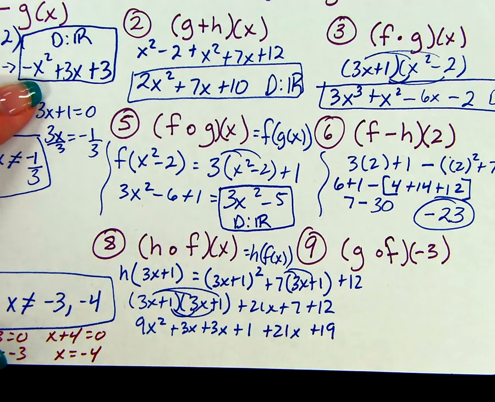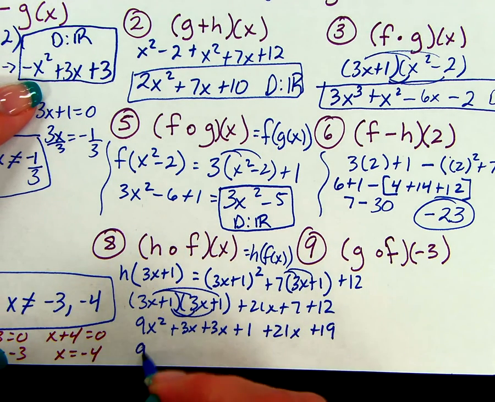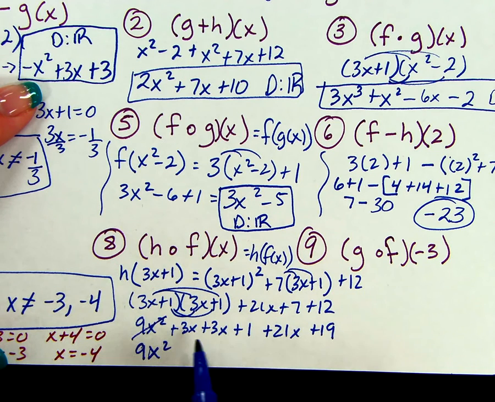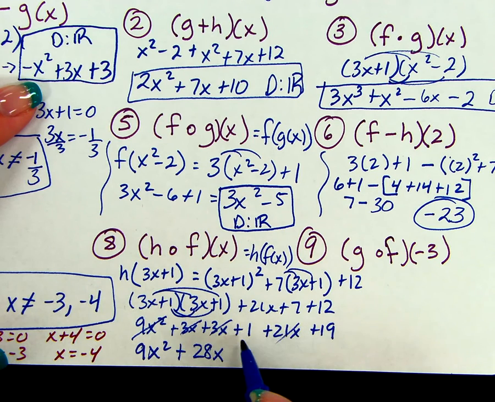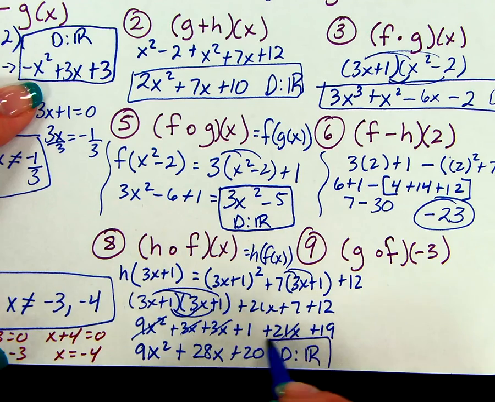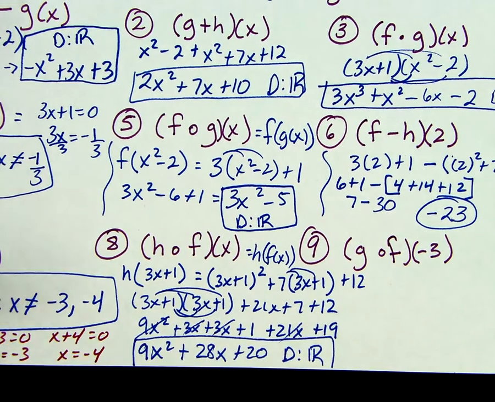And if we just combine all of our like terms, we will have 9x squared. And then this will be a 6x plus 21x will be 28x. And 1 plus 19 is 20. And then our domain, since we're dealing with a quadratic, is all real numbers. So no restrictions for that one. So that would be our final simplified answer.